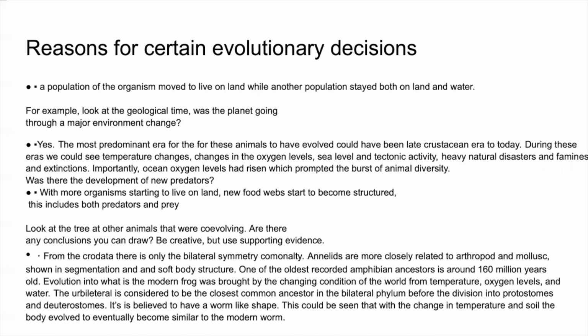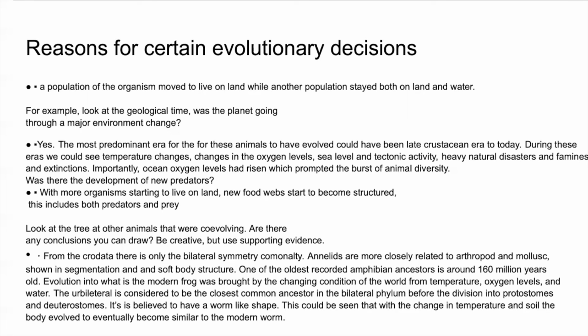So the question is basically asking if animals were co-evolving, and are there any conclusions that we have found? So from the data, there's only the bilateral symmetry commonality. Annelids are more closely related to the arthropod and the mollusk, shown in segmentation and soft body structure. One of the oldest amphibian ancestors is around 160 million years old.